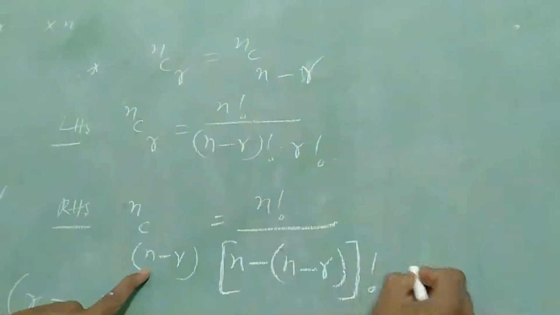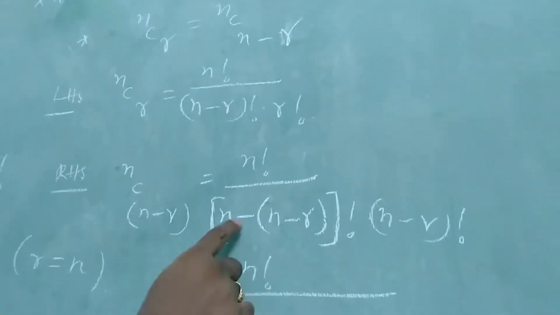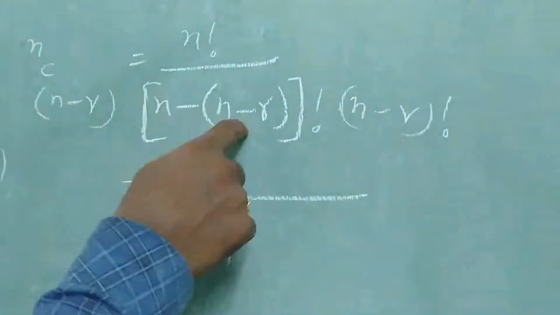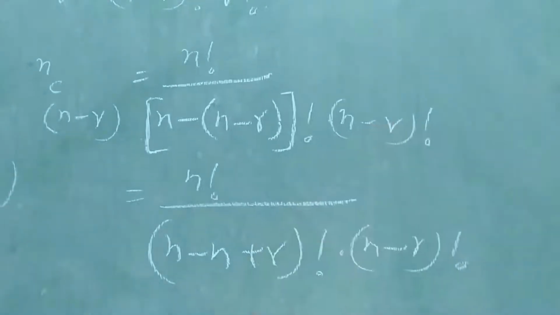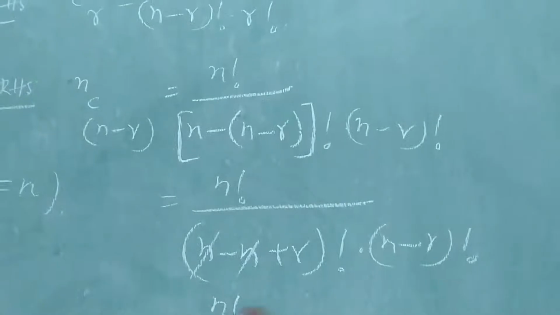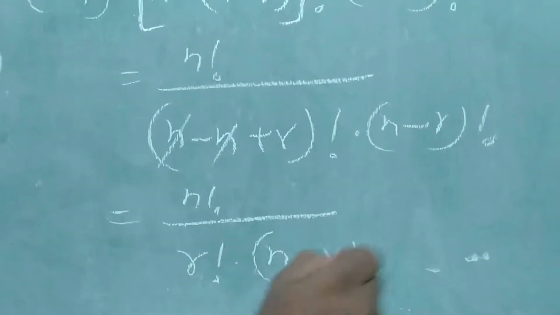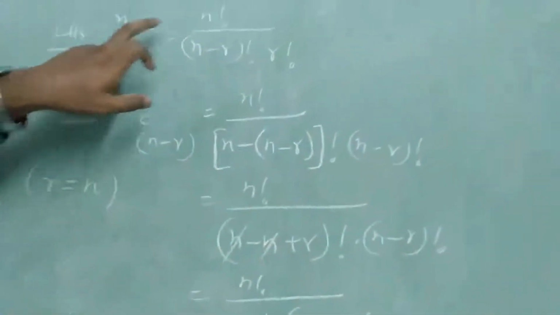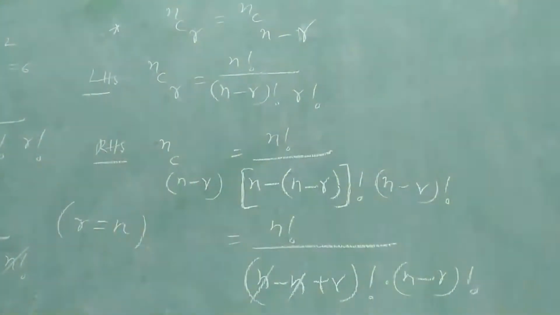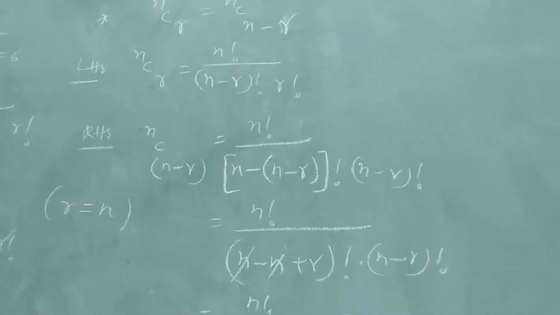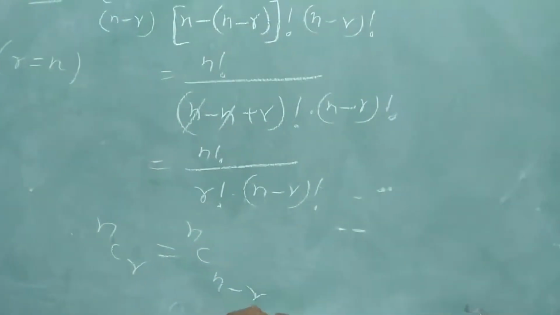What is r factorial here? (n minus r) factorial. So n factorial by (n minus n, minus of minus plus r) factorial into (n minus r) factorial. n minus n is 0, so n factorial by the remaining values, r factorial into (n minus r) factorial. See children, nCr is equal to n factorial by (n minus r) factorial into r factorial, and nC(n minus r) is also n factorial by (n minus r) factorial into r factorial. So finally we conclude that nCr is equal to nC(n minus r).